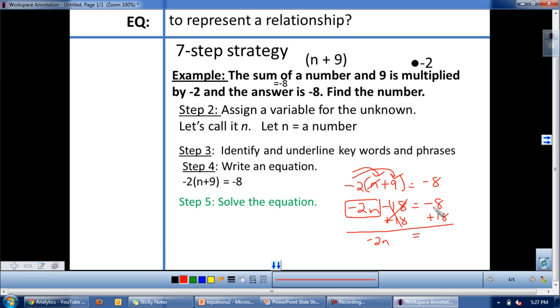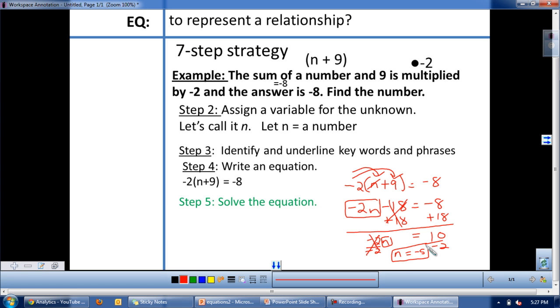Bring down the equal sign. -8 plus 18, that's +10. Then we are going to box our variable. That's what we want to keep, and this is what we want to undo. Remember, even though we have a -2, that doesn't mean we're subtracting -2. -2n means we are multiplying n by -2. That means the reverse operation of multiplying by -2 is dividing by -2. -2 divided by -2 is equal to 1, leaving us with just 1n. 10 divided by -2, that's equal to -5.